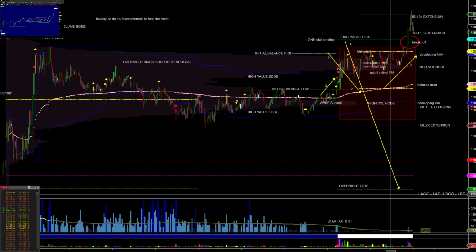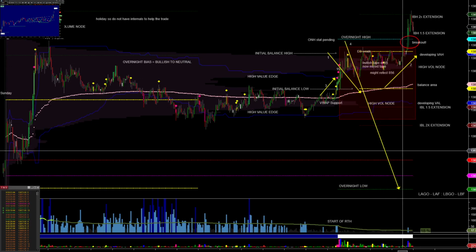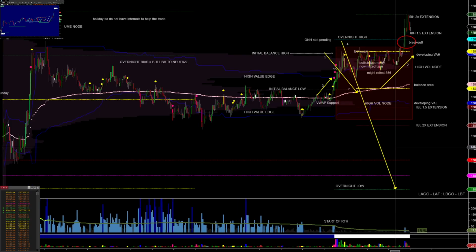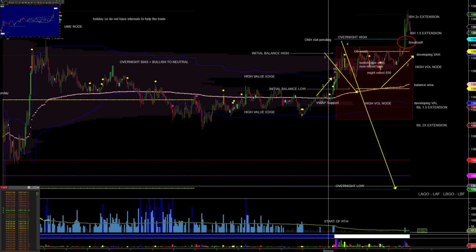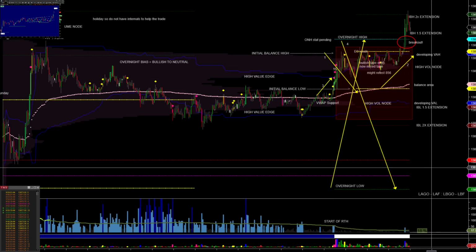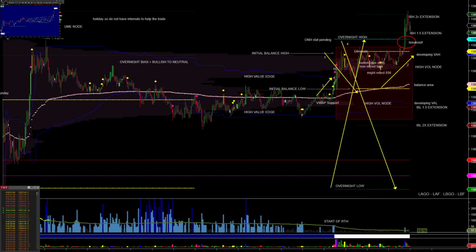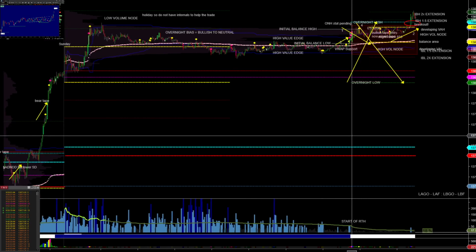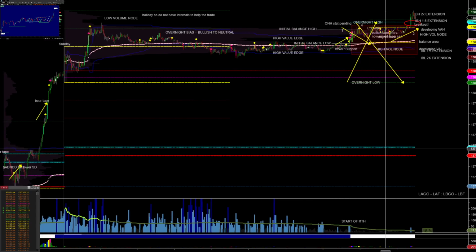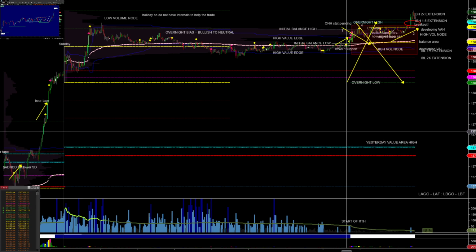Number 5. Developing value edges, namely developing value area high and developing value area low. Number 6. Prior value edges, namely yesterday's value area high and yesterday's value area low. Both these retracement setups are linked to the market finding resistance or support at a previously accepted price edge.